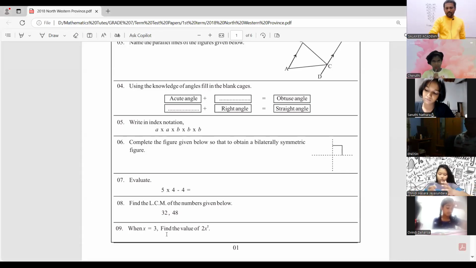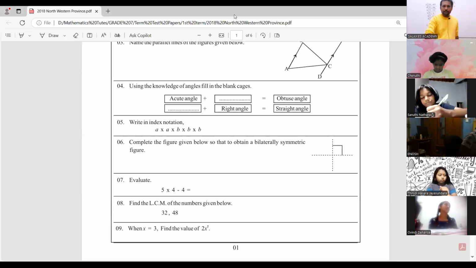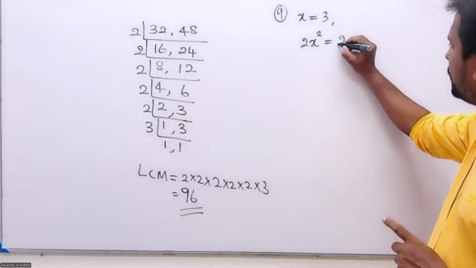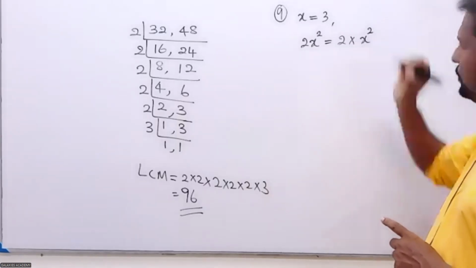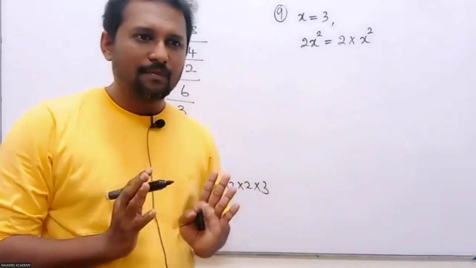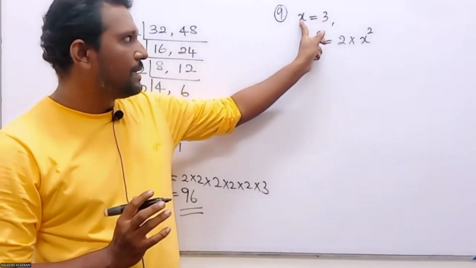When x equals 3, find the value of 2x to the power 2. In this question given, x equals 3. Then you have to find 2x to the power 2. Right, what you can do? 2x to the power 2 means 2 multiply x to the power 2. Is it okay? It is okay, no? Right, we can write like this. Then I can substitute this 3 instead of x.